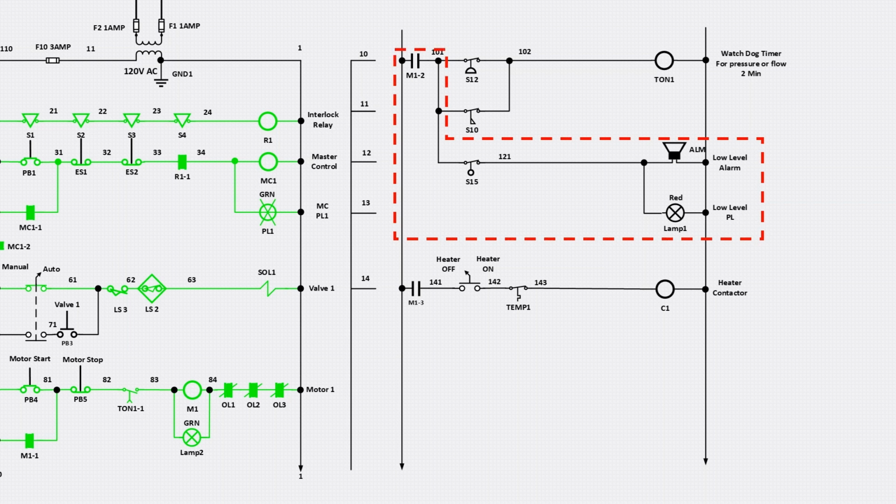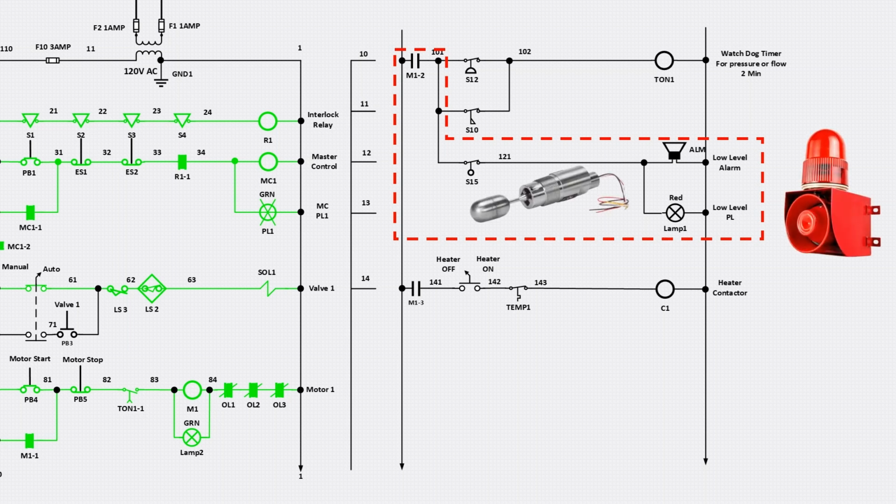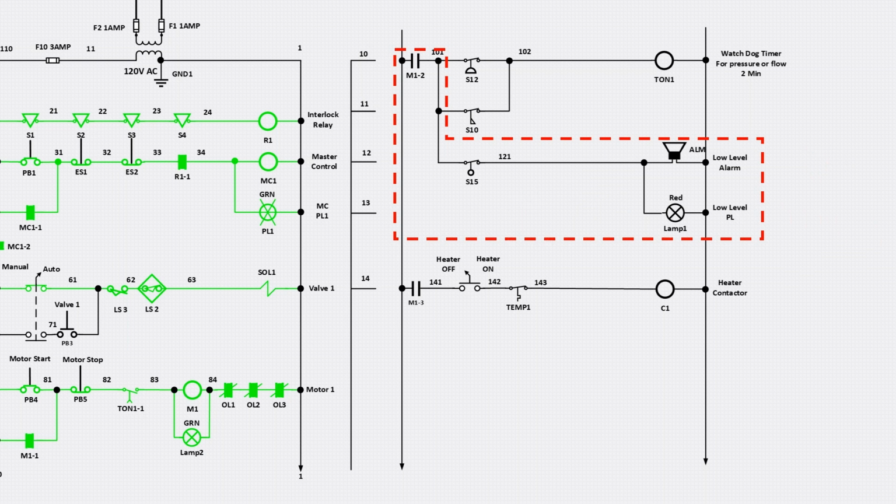This rung also uses the M1-2 auxiliary contact from the motor, connected to the normally closed level switch S15, and it's wired to an alarm and a pilot light. Now let's look at how this control circuit works. When the pump is on, if the oil level is at the correct height, the float switch opens and no alarm sounds. But if the level is too low, the float switch stays closed, triggering the pilot light and alarm to indicate a low oil level.